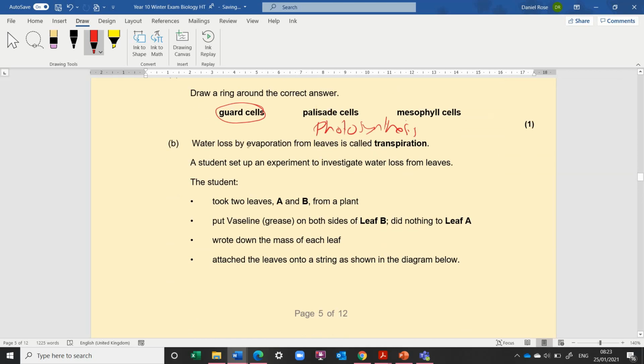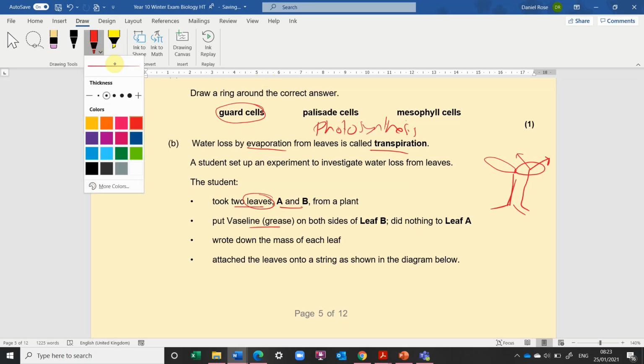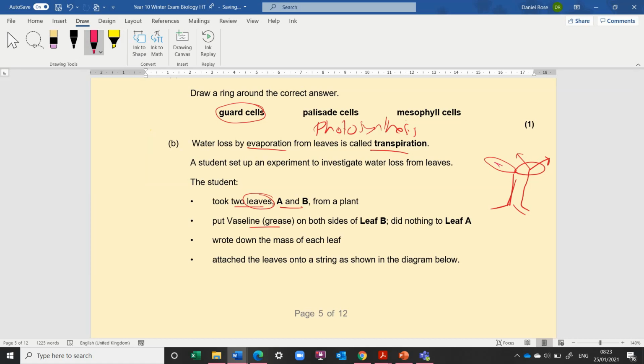Okay, right, then it says water lost by evaporation from leaves is called transpiration. So you might remember you've done an experiment where you've got a plant and we watch the water move through and it leaves the leaf, and it obviously evaporates at the surface, and different things affect its ability to evaporate at the surface. Right, the student takes 2 leaves, A and B, from the plant. So when we're going through this, start to critique it a little bit. They put Vaseline and grease on both sides of leaf B and did nothing to leaf A. So effectively, one leaf they've covered in Vaseline, and the other leaf they haven't done anything to it.